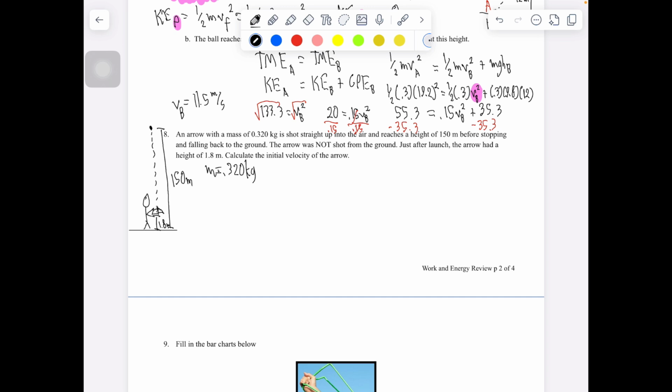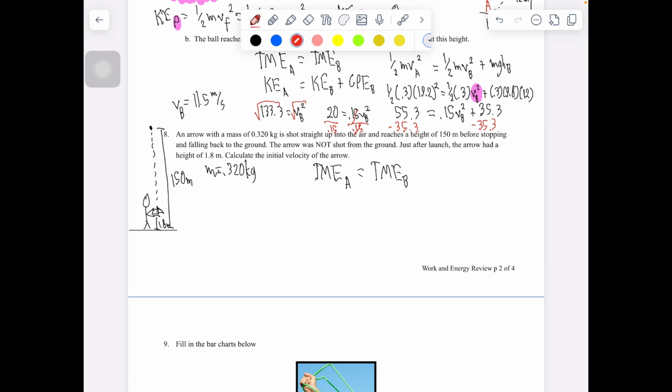Calculate the initial velocity of the arrow. Well, here, no work is being done. The arrow is released, energy is transferred, but doesn't leave our system. We're going to be able to use conservation of energy. We can just say total mechanical energy at A is equal to the total mechanical energy at B.